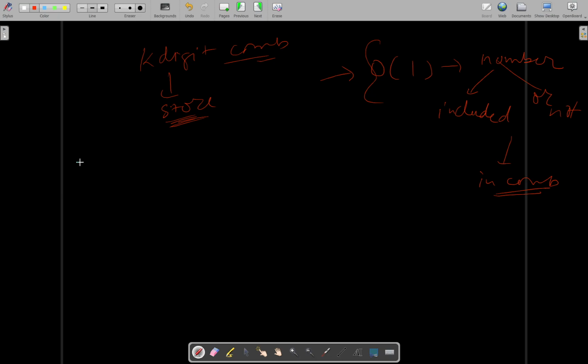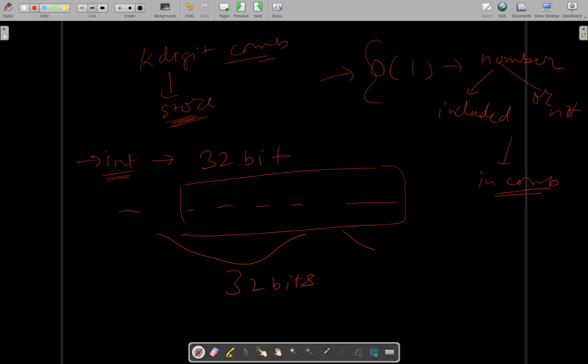So what we will be doing is we'll be storing the combination in an integer variable. Since an integer variable is 32 bits, these will be the 32 bits. Now each of these bits can represent a digit in the combination. So only 20 bits will be required out of 32 bits to store the combinations.